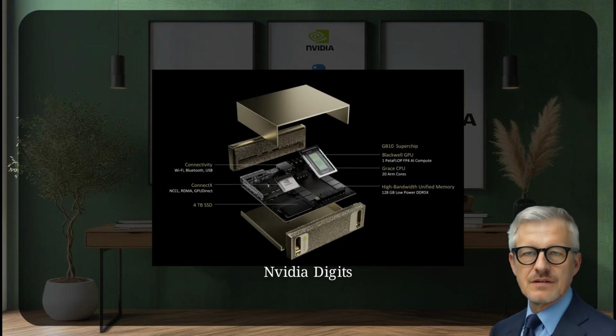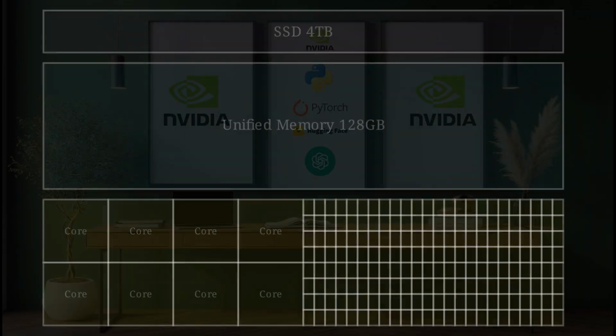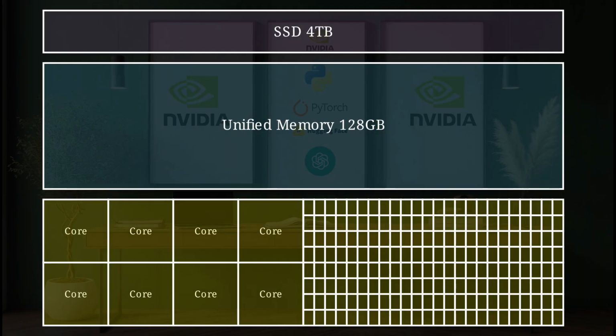Nvidia's Digits project aims to solve this problem. The architecture of Digits follows that of previous Jetsons. That is, it eliminates PCI buses and unifies memory. CPU and GPU core architectures are unified on the same chip, accessing the same memory. We can understand that with 128 gigabytes of unified memory, it will simplify AI development and operations.